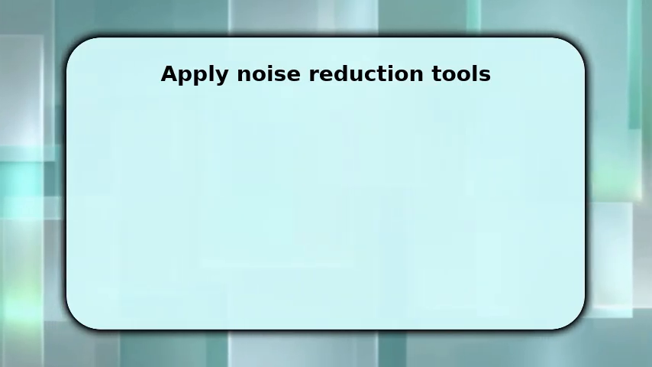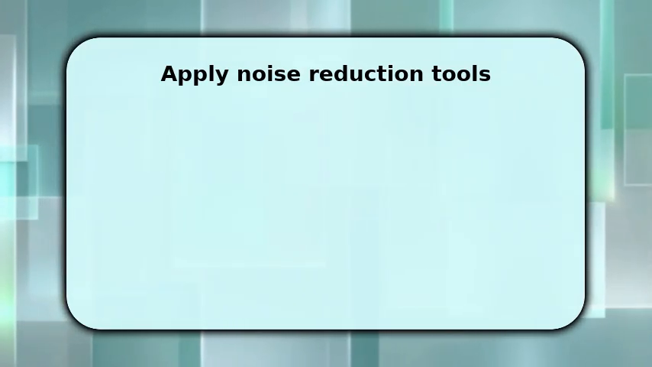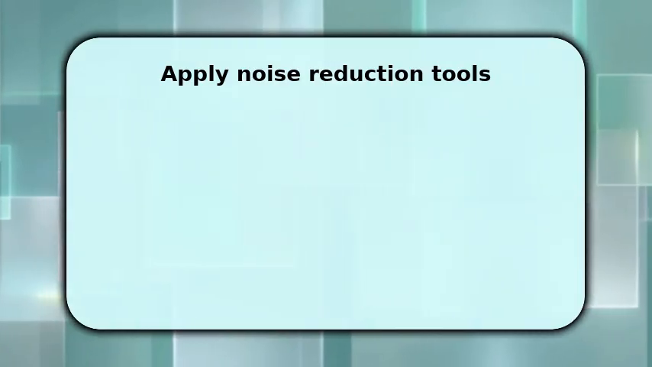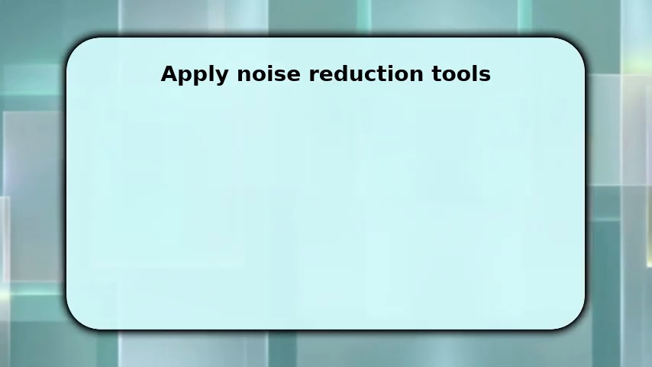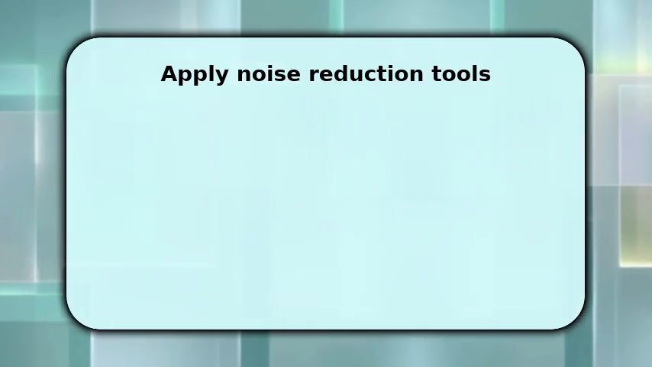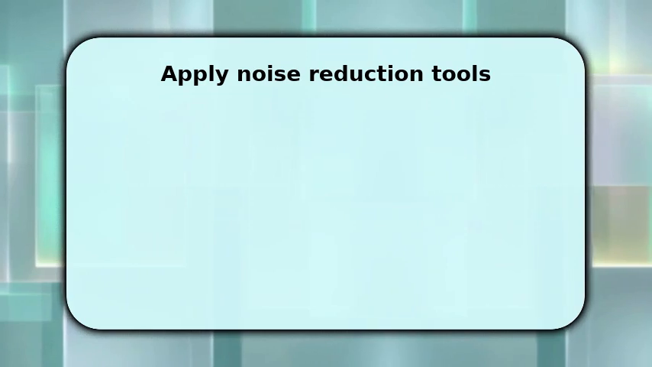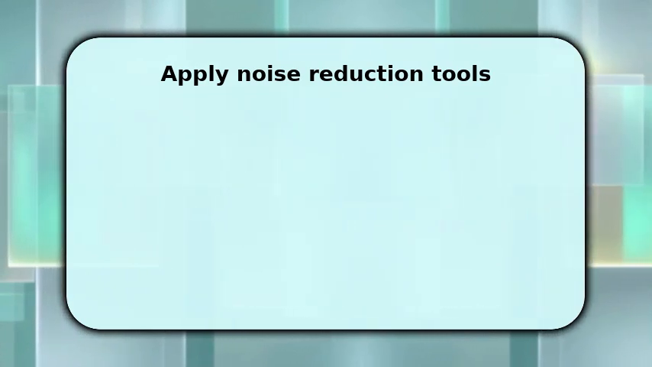Next, use the equalizer to reduce low rumble or high-frequency hiss. Cut narrow bands rather than broad strokes. Once satisfied, add gentle volume keyframes to smooth out dips and peaks. These steps reduce noise while preserving clarity, which keeps speech natural.